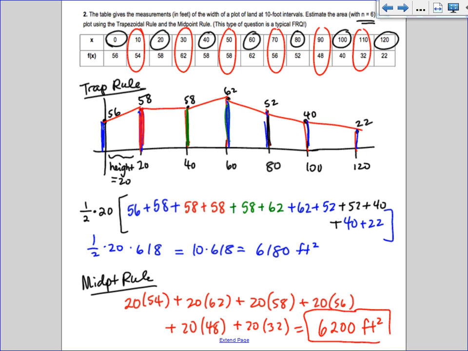So both were pretty close to each other in the end, right? Yeah, both good approximations. That was not that bad. You guys were all like, oh, we have to do another. It took like 30 seconds.